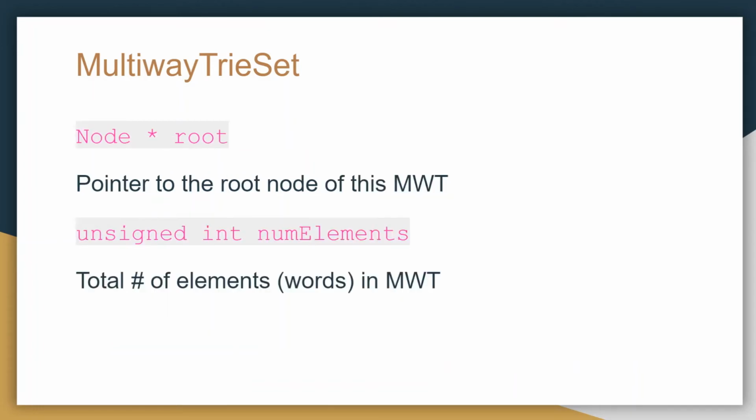So for the multi-way trie, you have the root node of the multi-way trie and then num elements. And num elements represents the total number of elements in the multi-way trie. So this is the number of words, not the number of nodes or edges, the number of words. And this is very important for your implementation.